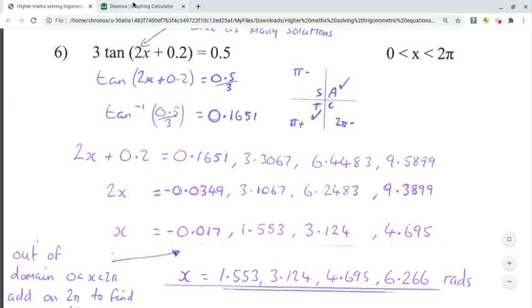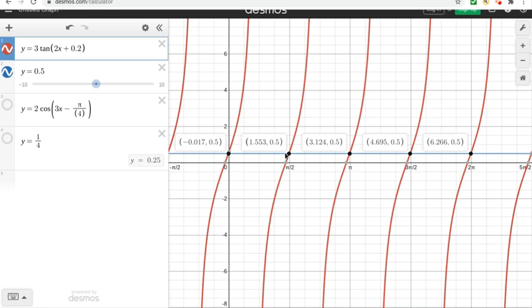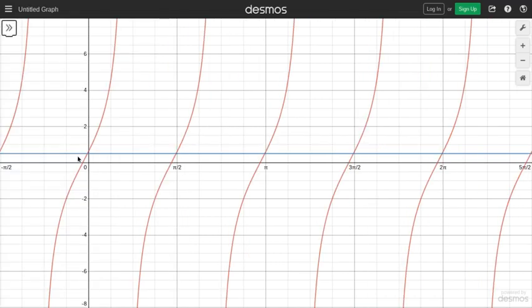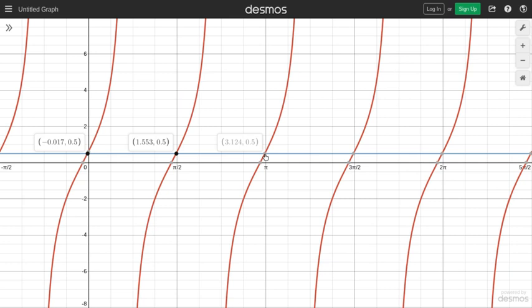So let's have a quick look at the graph to see what we're actually trying to work out. So here's 3 tan of 2x plus 0.2. Let's look at when that is at a height of 1/2. Between 0 and 360 here, we have 4 solutions. I've also highlighted this 5th solution, which is just before 0. So it's just out of the domain we're looking for.